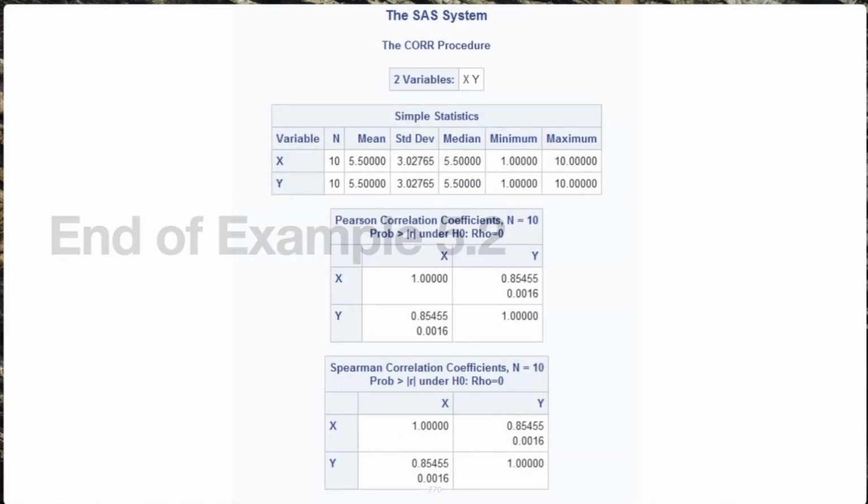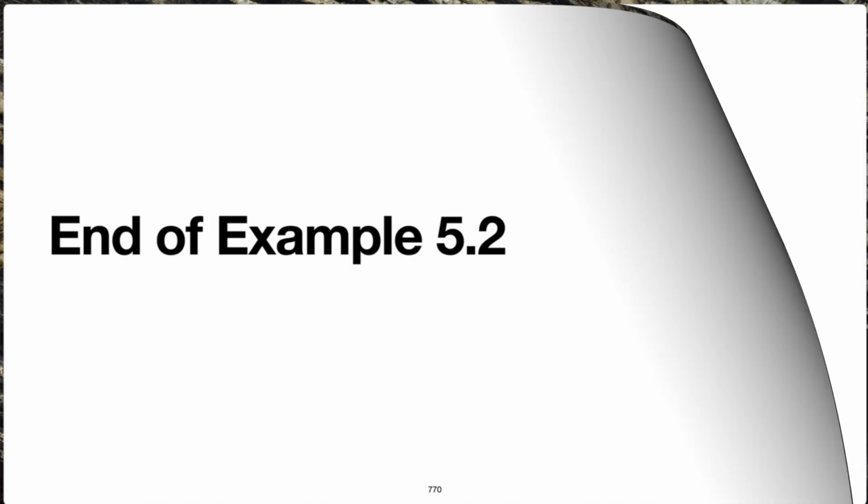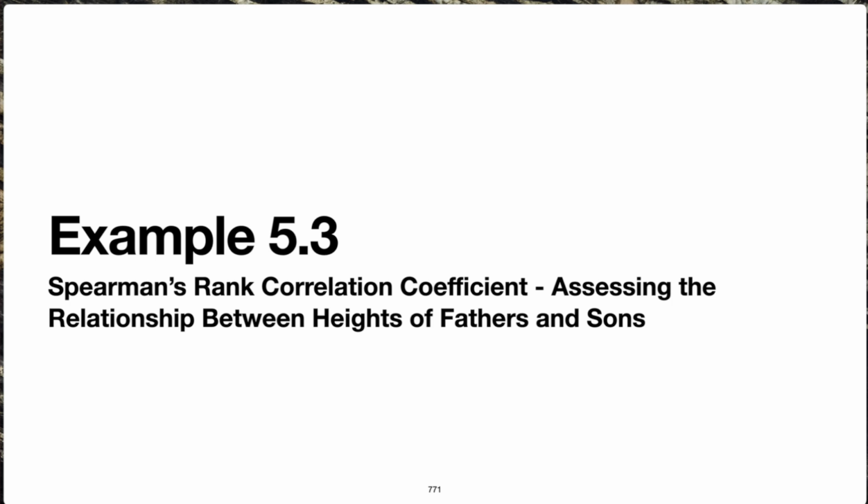So that's very useful information. So that is the end of example 5.2. That's a realistic kind of example, I think, and I think it's very illustrative in showing how a Spearman correlation is very meaningful.